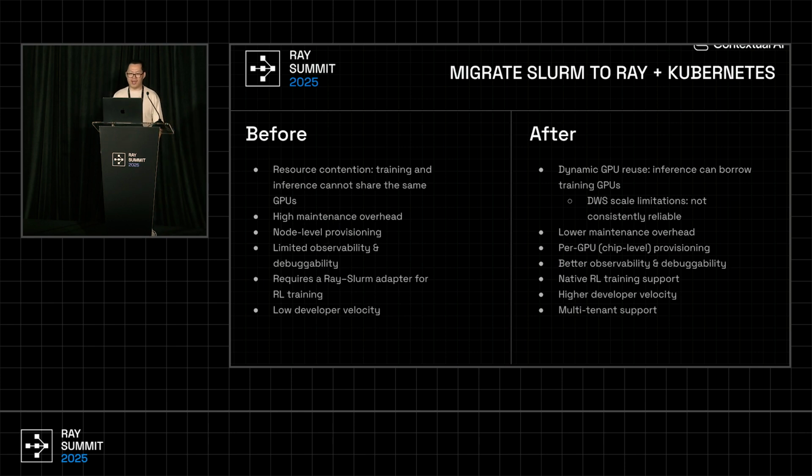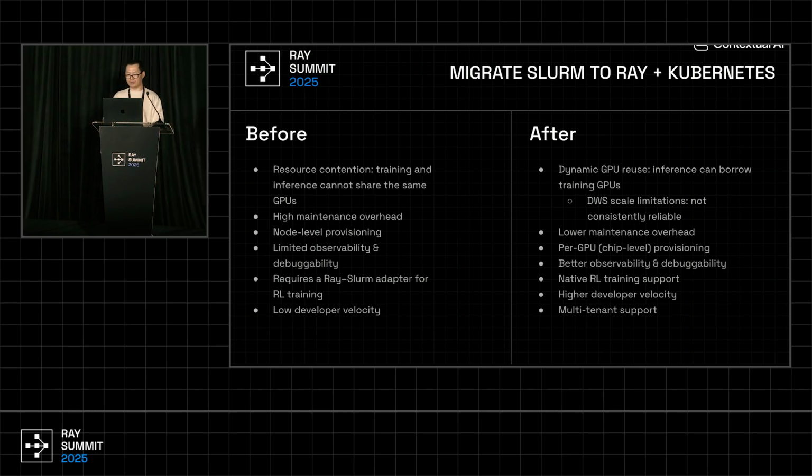So this next one is kind of an interesting area. On our training side, we have Slurm. On our inference side, we have Ray plus Kubernetes. For quite a while, we could not share resources, and there was a high maintenance overhead. The people who maintain the training side and the people who maintain the inference side are totally different people. Especially with Slurm, you can only do node-level provisioning, but sometimes we only need chip level. There is an observability issue and debugging issues with Slurm. And also, with RL, we need to have a Ray-Slurm adapter for that. It works, but do we really need that? There is also low development velocity: the people who do the training need to learn how to do the inference.